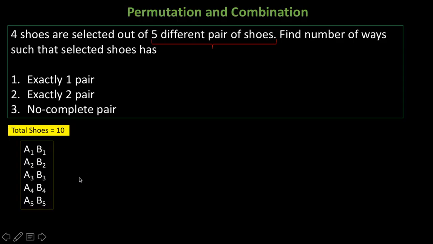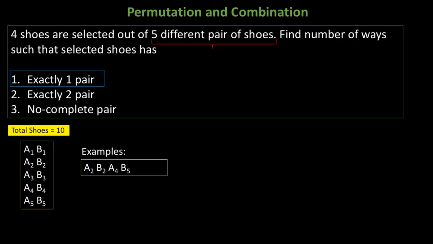Now let's tackle the first part, which is exactly 1 pair in the 4 shoes. Let's look at what possible examples will come when we pull out those 4 shoes with exactly 1 pair. One example could be A2, B2, A4, B4, where A2, B2 come from 1 complete pair and A4, B4 are separate shoes and do not form a pair. Similarly, A3, B3 are the pair in the second example, while A2 and B4 are independent, non-pair shoes. And in the last example, A1, B1 are the complete pair, and A3, B3 are independent non-pair shoes. And then there can be more such examples.